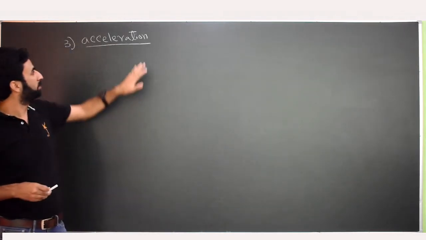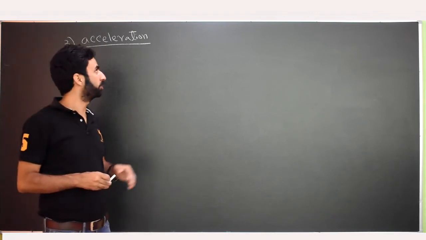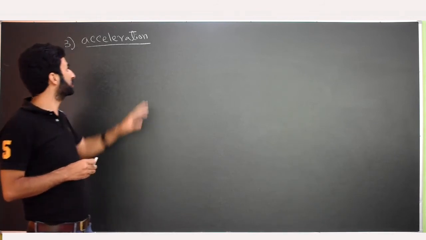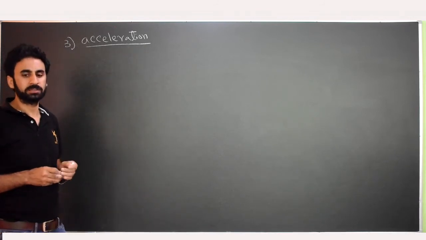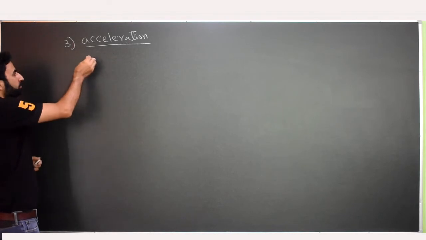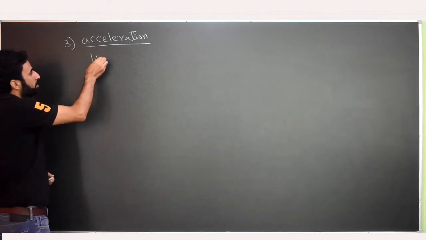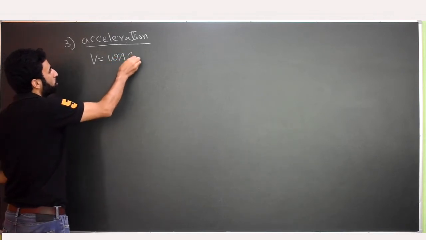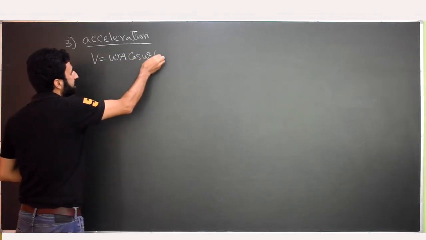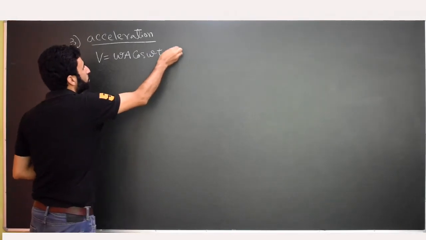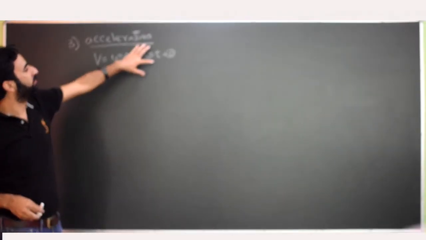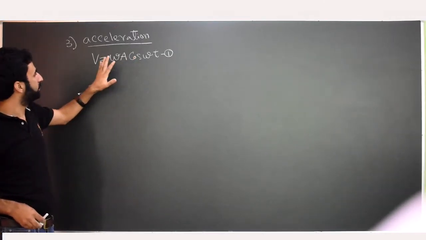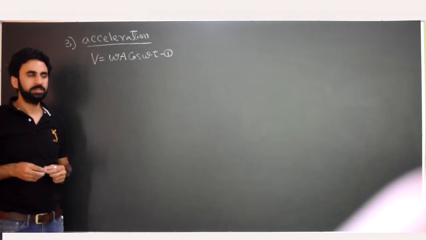Now the third parameter, or characteristic, of a particle in simple harmonic motion is very important, and on the basis of it we will be defining simple harmonic motion, that is, the acceleration of a particle. We know the equation for velocity of a particle in simple harmonic motion we reached here: v is equal to omega A cos of omega t. Let's call this equation 1. We know omega t is the phase of the particle, omega is angular frequency, A is amplitude, and v is velocity of a particle in simple harmonic motion.